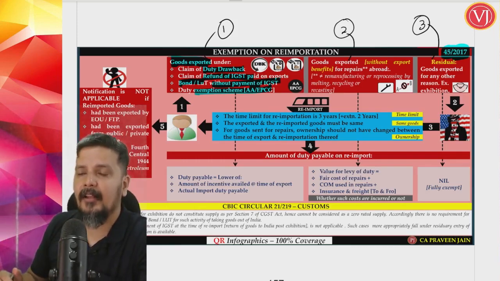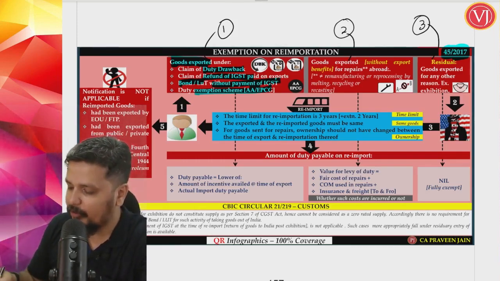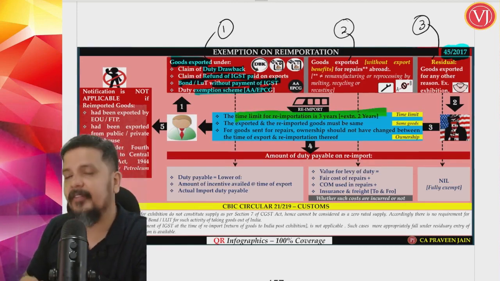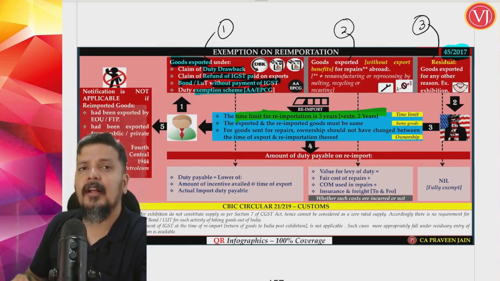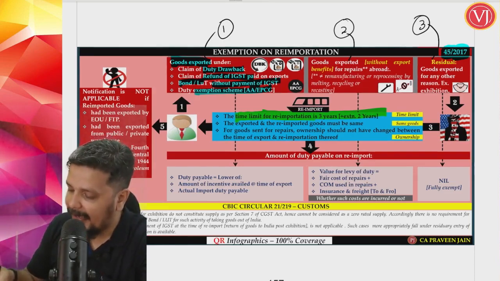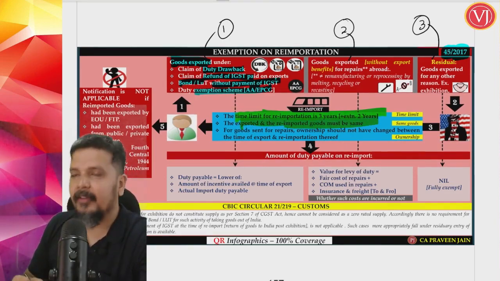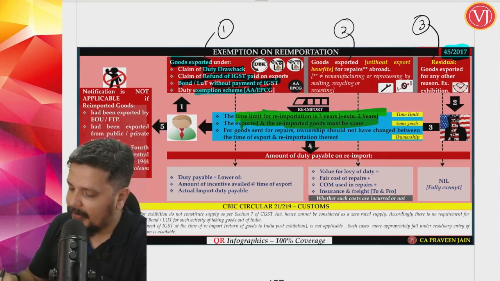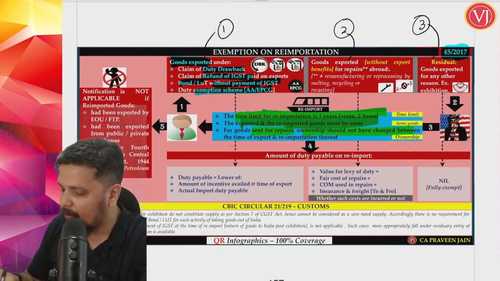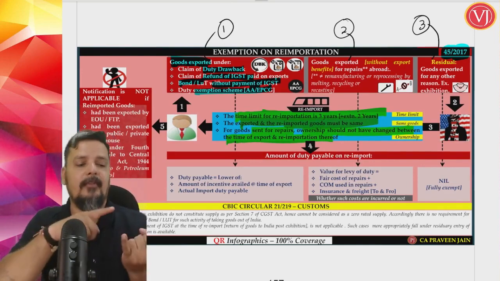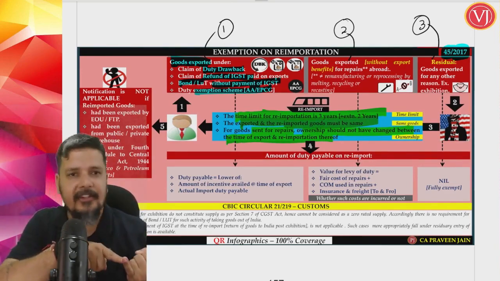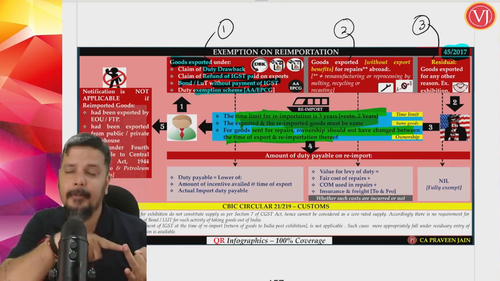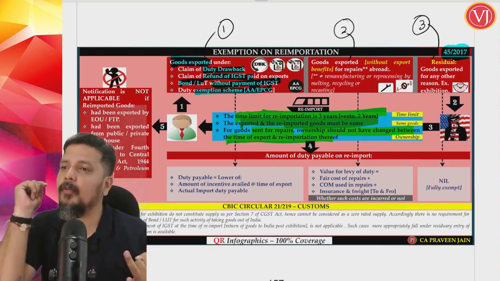Now, look at the way re-importation should happen. The time limit for re-importation is 3 years plus 2 years extension. The exported goods and the imported goods should be the same. If the goods are sent for repairs, ownership should not have changed. In simple language: goods should be the same, owner should be the same, time limit is 3 plus 2 years. Goods should not change. Owner should not change. The person who has sent it is the only person who has to receive it.